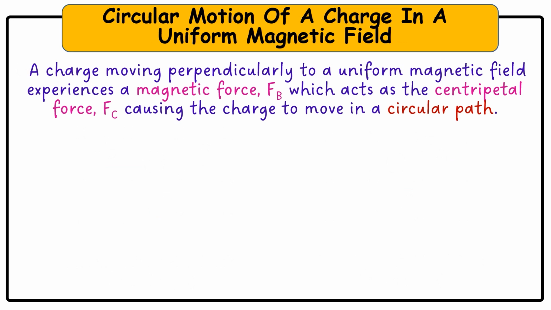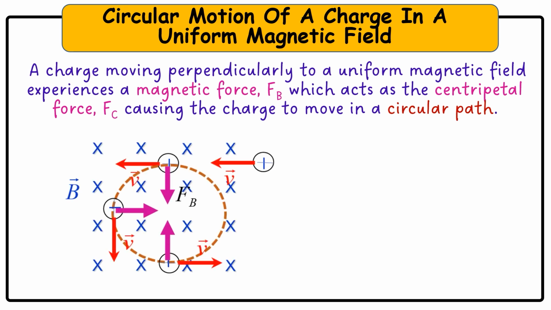A charge moving perpendicular to a uniform magnetic field will experience a magnetic force, which acts as the centripetal force, causing the charge to move in a circular path. Referring to the figure, if we have a positive charge moving with the velocity v perpendicular to magnetic field B, Fb exerted on the positive charge causes the positive charge to move in a circular path as shown.